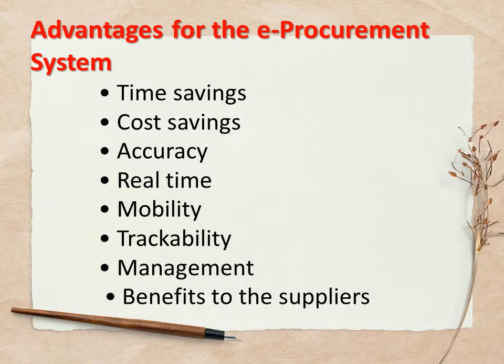So, in terms of purchasing processes, we have these advantages for the e-procurement system. Manual is possible, but we are laying out the advantages of e-procurement. So, what are these? These are time saving, cost saving, accuracy, real-time mobility, trackability, management, and benefits to the supplier. When we say time saving, it is no longer tiring, no going back and forth, because it is quick. Cost saving, because you will not go to the mall or the stores or shops to canvass prices, since everything is online, electronic.